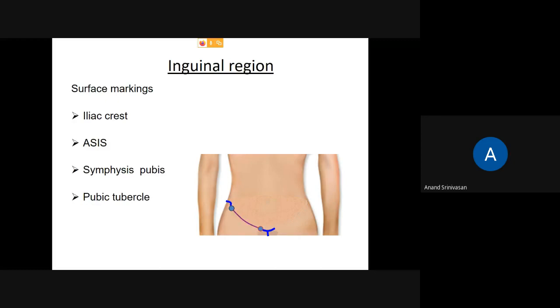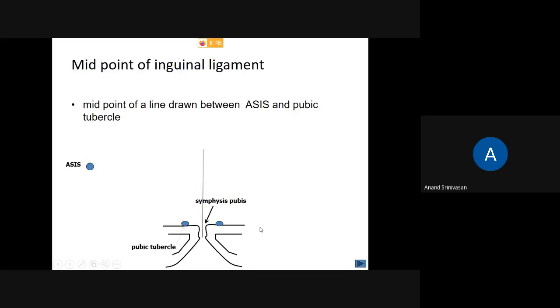These are the surface markings which you need to know: the iliac crest, anterior superior iliac spine, pubic symphysis, pubic tubercle. So this is the midpoint of the inguinal ligament.